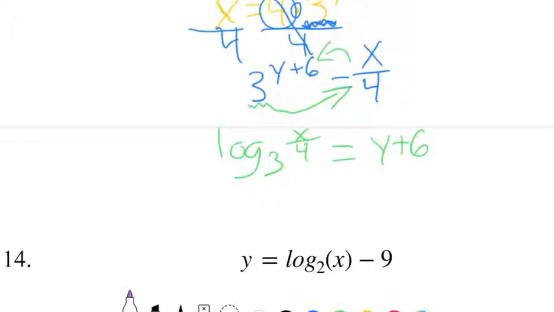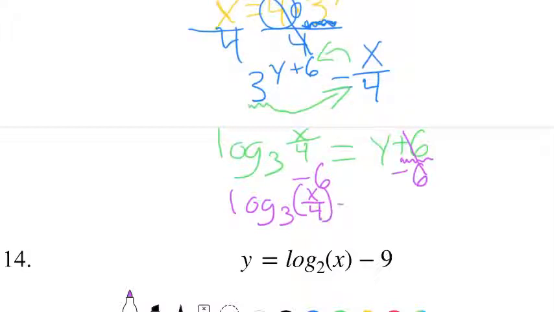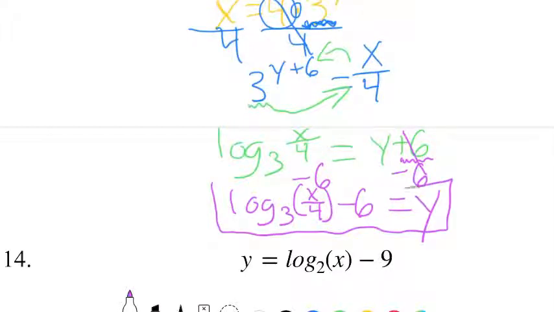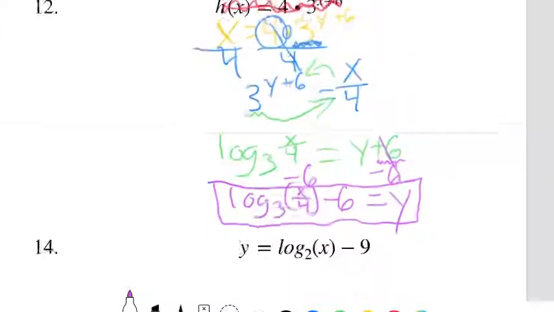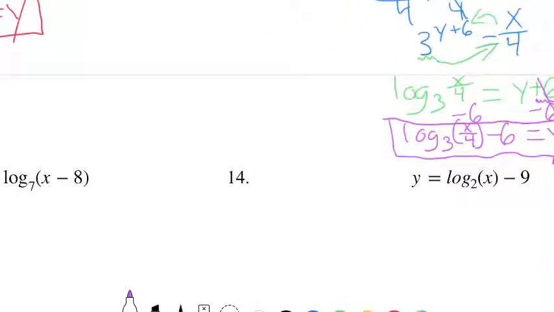So let's get y by itself. There's a plus 6, so we're going to subtract 6. Subtract 6. 6's cancel out. You're left with log base 3 of x divided by 4, minus 6 equals y. And that is your inverse equation for number 12. Then we go on to 13.